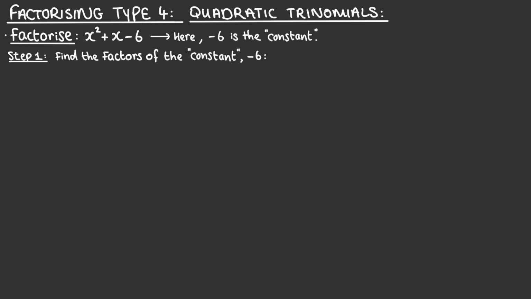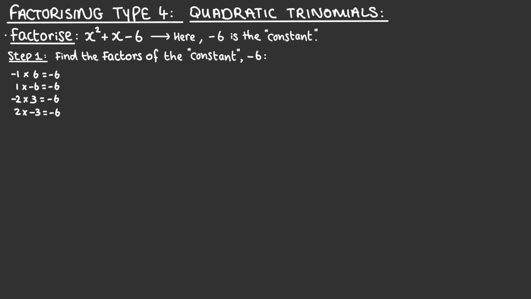The reason that minus 6 is the constant is because it never changes. Any number being multiplied by a variable, in this case x, does change, because x can take any value. So we can list out the factors of minus 6. If we multiply minus 1 by 6, we get minus 6. In the same way, if we multiply 1 by minus 6, we get minus 6. If we multiply minus 2 by 3, or 2 by minus 3, we also get minus 6. So here we have listed all of the factors that make up the constant of the quadratic trinomial.